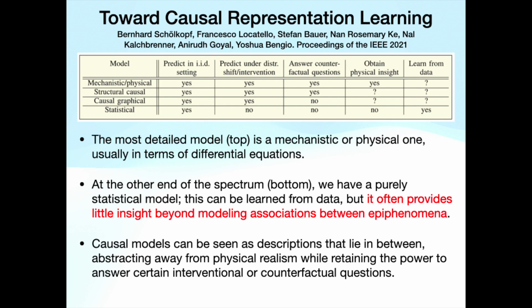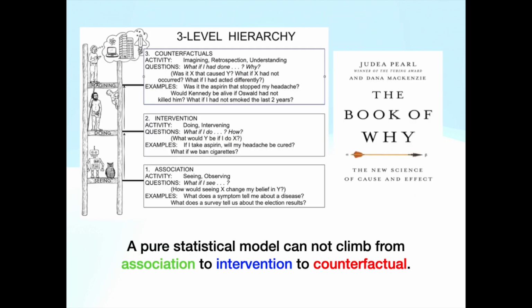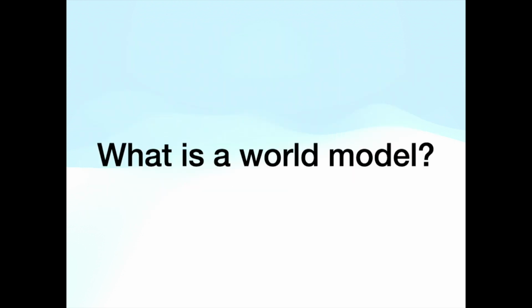As in the paper Toward Causal Representation Learning, a purely statistical model often provides little insight beyond modeling associations between epiphenomena. Judea Pearl argues in The Book of Why that a pure statistical model cannot climb from association to intervention to counterfactual. It is time to discuss what a world model is.